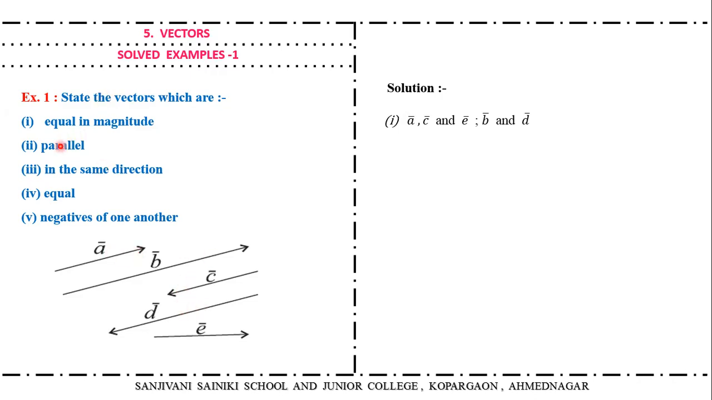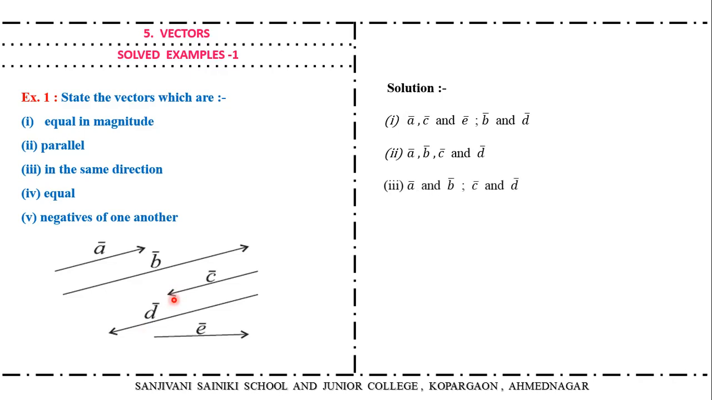Now look at the first, equal in magnitude. A bar, C bar and E bar: their magnitudes are the same because they have the same length. Then parallel: A bar is parallel to B bar, C bar and D bar, but E bar is not parallel to any of these. So A bar, B bar, C bar and D bar, these four vectors, are parallel to each other. Now in the same direction: B bar and E bar are in the same direction. A bar and B bar have the same direction, whereas C bar and D bar have the same direction.